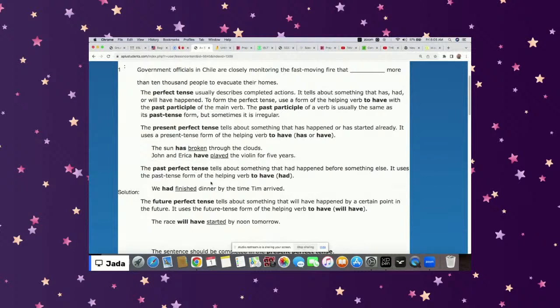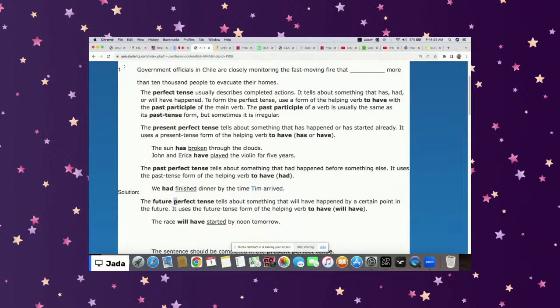It uses the past tense form of the helping verb to have, had. So you can just say, I had dinner before the live class started. That's what the past perfect tense means. Just telling us that I did this before something else is happening right now. So it uses had. I had dinner before the live class started. We had finished eating dinner by the time Tim arrived.